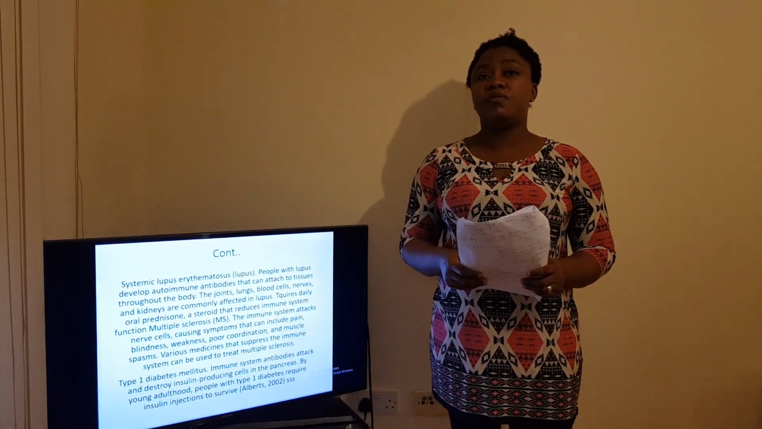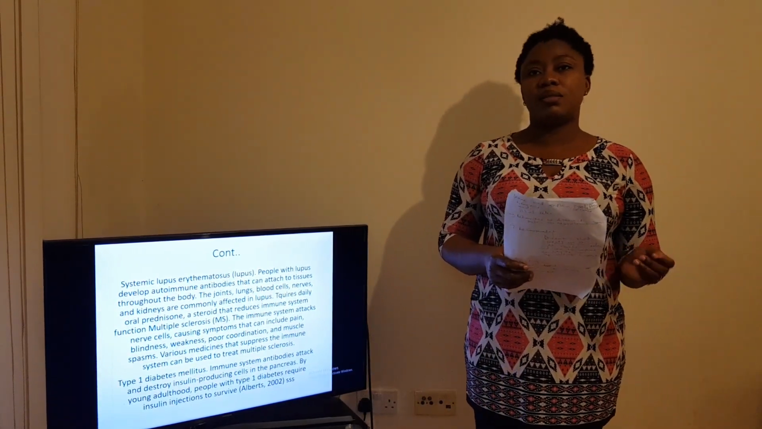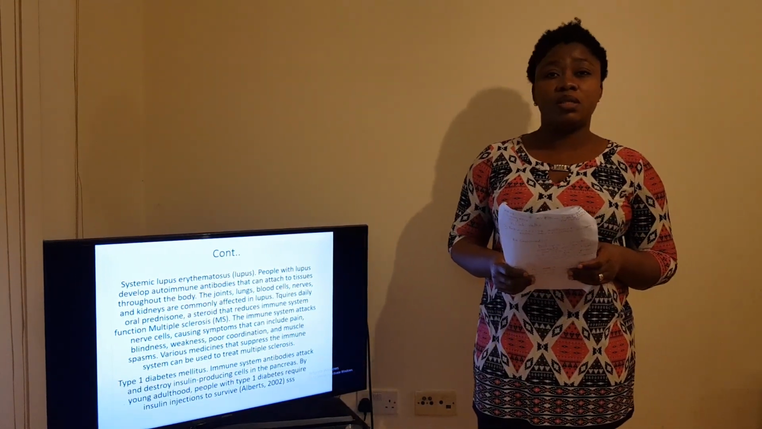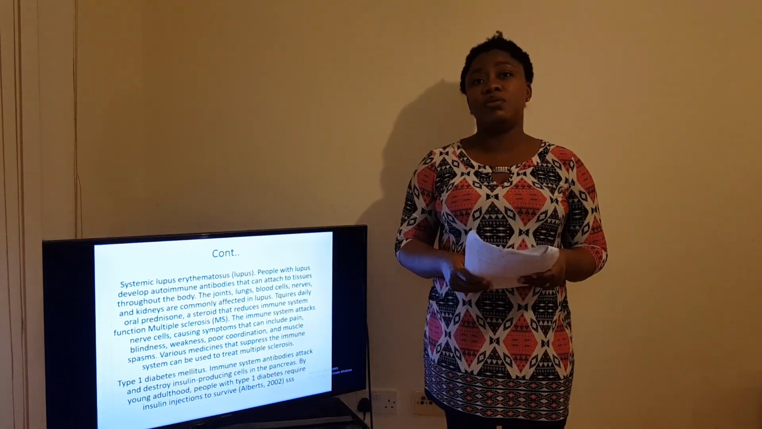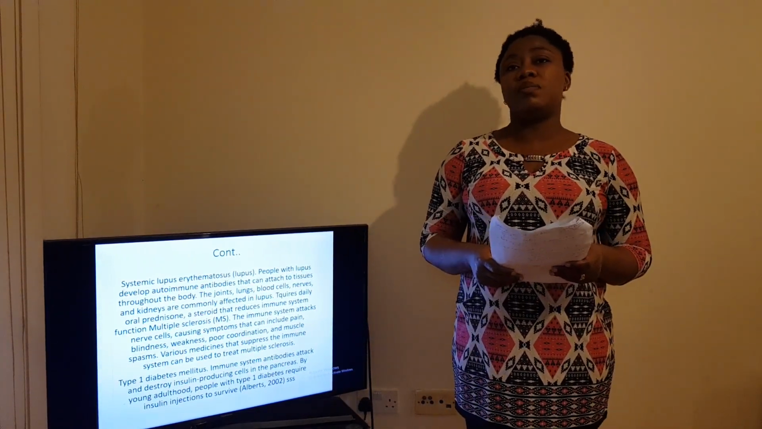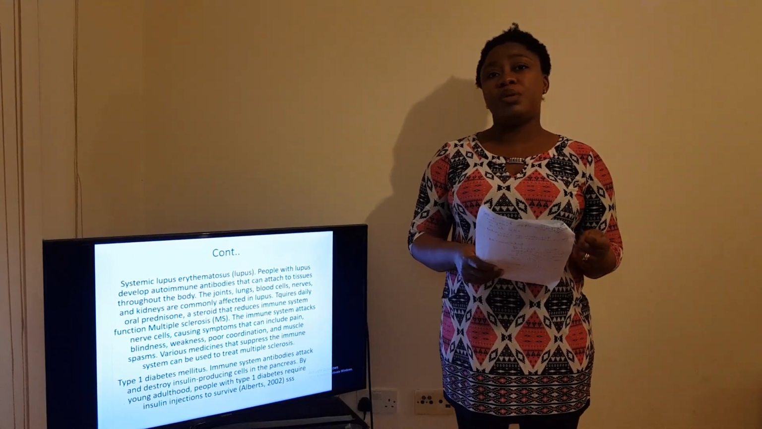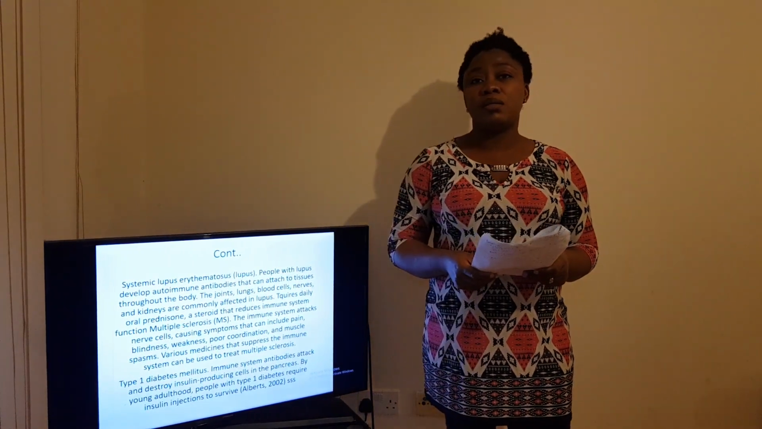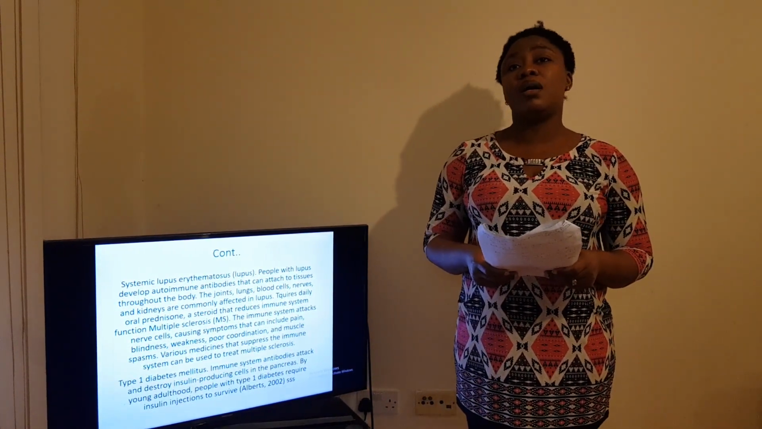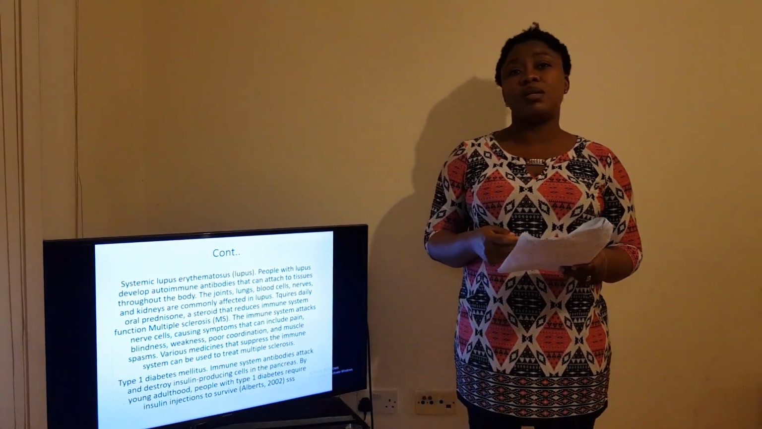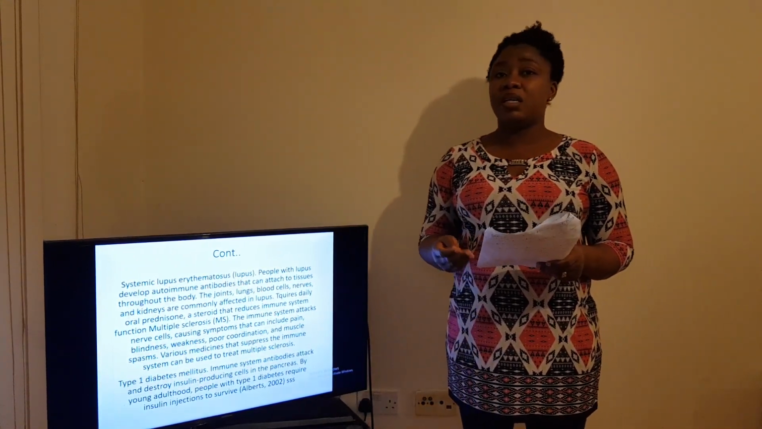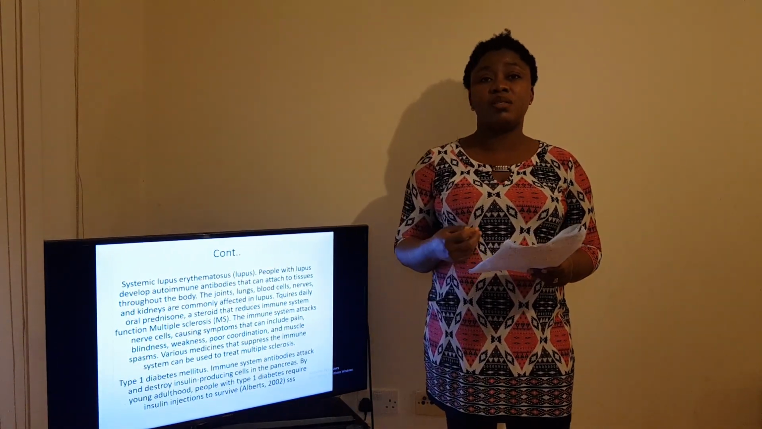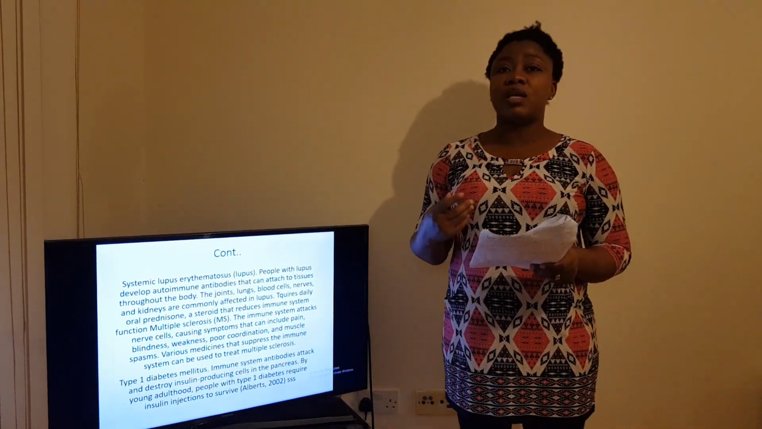People with lupus develop autoimmune antibodies that can attach to tissues throughout the body. The joints, lungs, blood cells, nerves, and kidneys are commonly affected in lupus. Treatment can include oral prednisone, a steroid that reduces the immune system functions. MS: the immune system attacks the nerve cells, causing symptoms that can include pain, blindness, weakness, poor coordination, and so on. Various medicines that suppress the immune system can be used to treat MS.